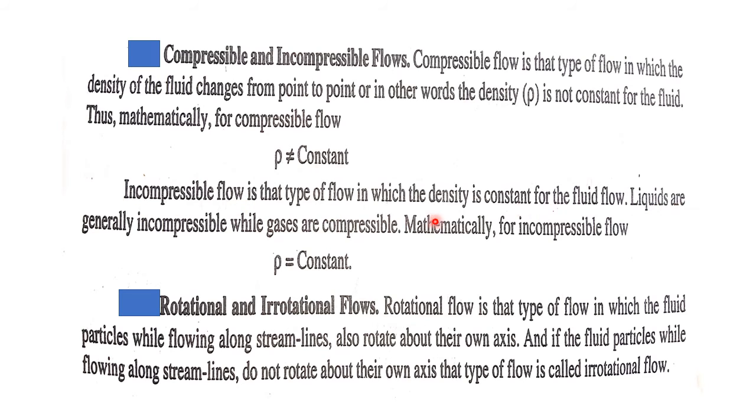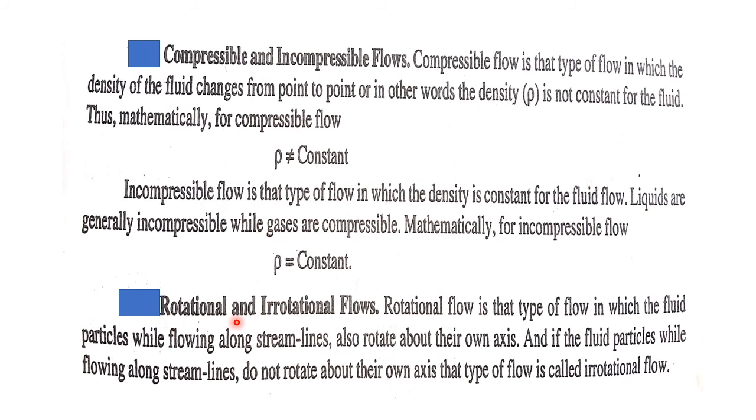So usually liquids are generally incompressible fluids. Even though liquids are compressible, they are compressed to a very little extent, which is negligible. Usually liquids are considered as incompressible fluids only. While gases are compressible, so you can compress the gas up to some extent. So such flows are called compressible flow. So mathematically for incompressible flow, this rho will be equal to constant.